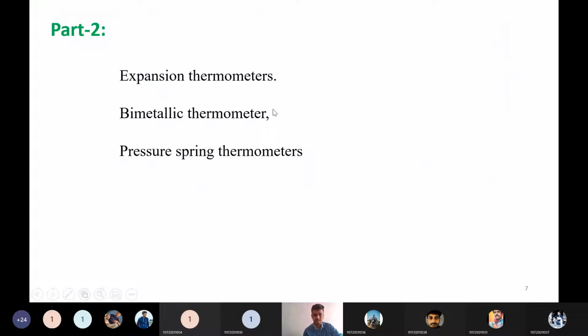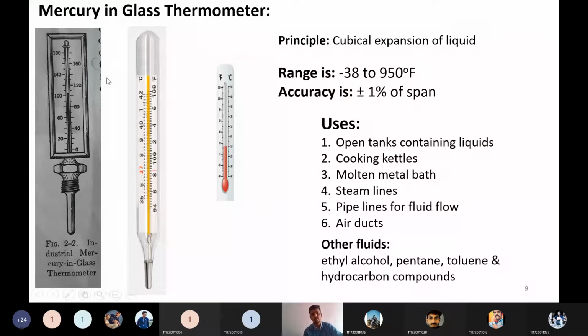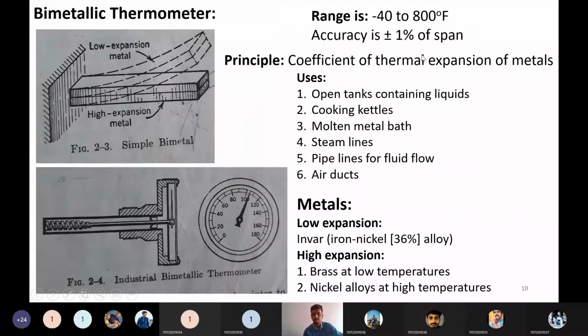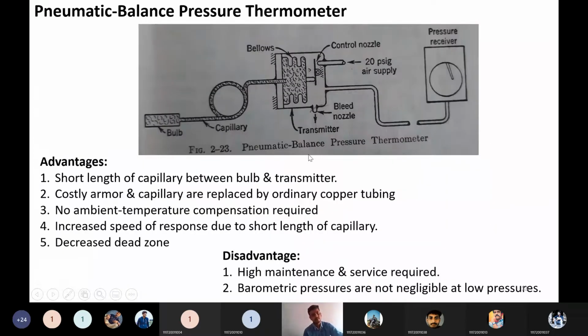Then part 2 was about the expansion thermometers: mercury expansion thermometer, bimetallic thermometer and pressure spring thermometer. Together with pressure spring thermometer, we have seen pneumatic balance pressure spring thermometer also. That was somewhat advanced compared to the pressure spring thermometers. Then common temperature scales, we have seen 5 different common temperature scales which are used according to the industries. Then mercury in glass thermometer, we have discussed in detail. Then bimetallic thermometer also we have discussed in detail. And pressure spring thermometer, we have discussed its construction, working principle, uses and everything. Then pneumatic balance pressure thermometer, what are its advantages and disadvantages, how the construction is involved, we have seen.